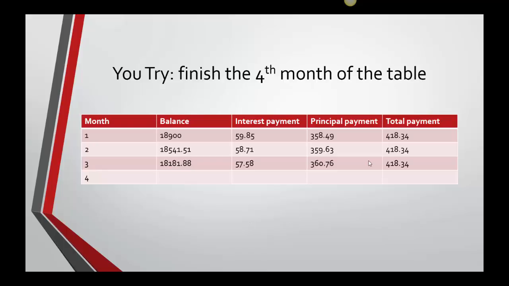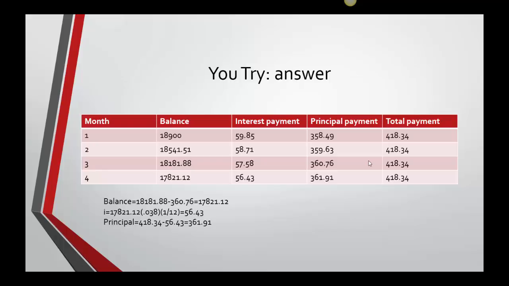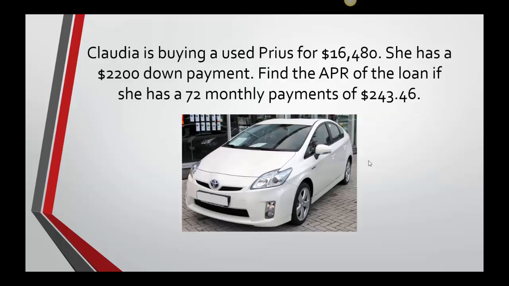All right, so what I want you to do now is finish out the 4th month. So pause the video for a minute, find out the new balance, the interest payment, the principal payment, total payment you already know. Then come back and check it out with me. All right, so hopefully this is what you found. The new balance from taking the old balance minus the principal we paid should come out to $17,821.12. Gives me a new interest of $56.43 and a principal payment of $361.91.